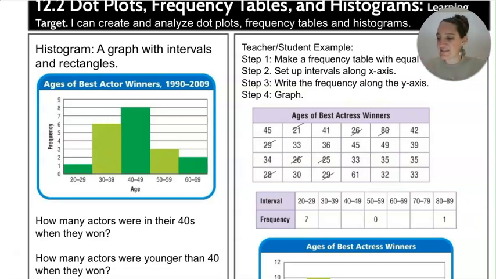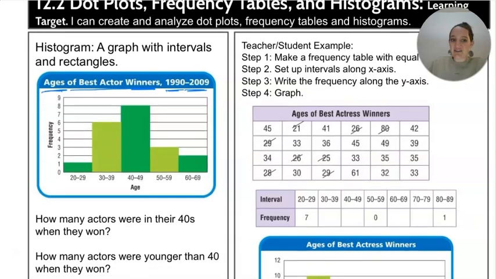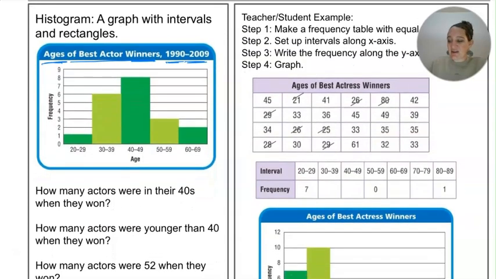I don't know why. But let's look at this information. So these are the ages of Best Actor winners from 1990 to 2009. Here are some things we can see. We can see that there was one actor who was between the ages of 20 and 29 when he won the award for the Best Actor. We can see that right here, there were 6 people who were in their 30s when they won, and 8 people in their 40s, 3 people in their 50s, and 2 people in their 60s that won. So we can see that visually.